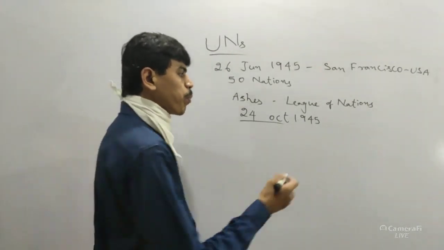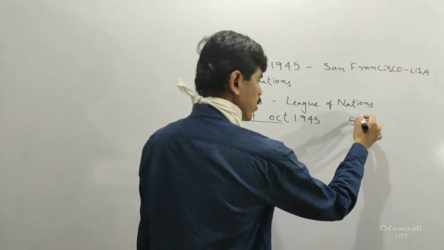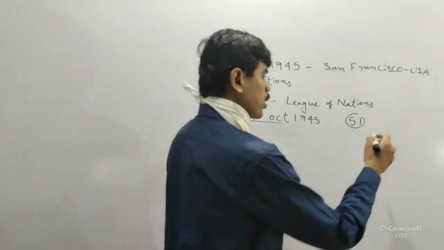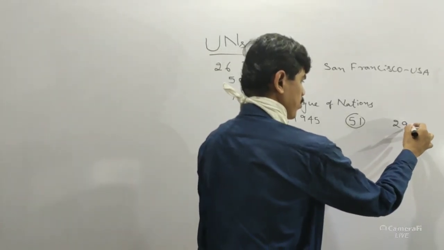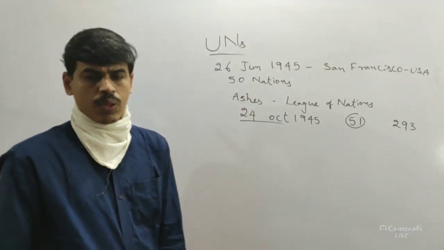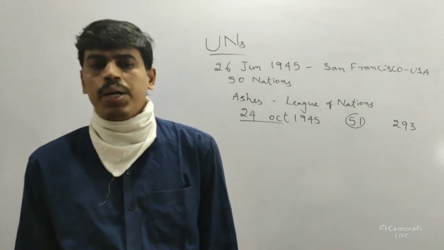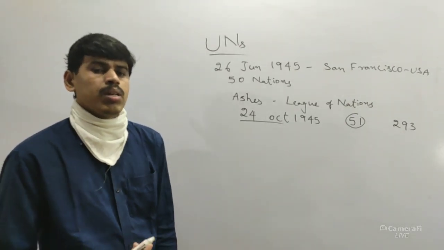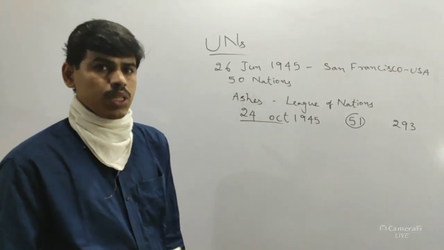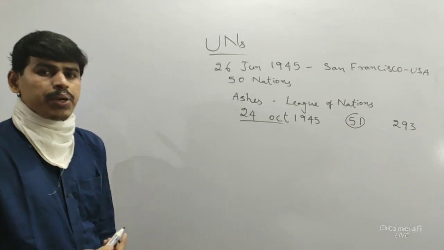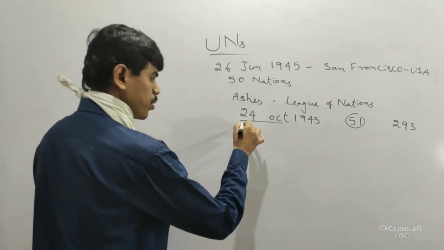Its original members were 51, and the present members are 193. The head office is located at First Avenue, UN Plaza, New York.